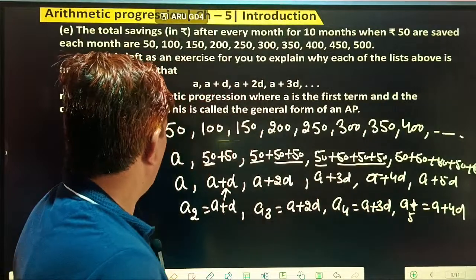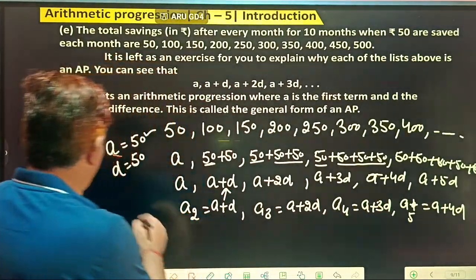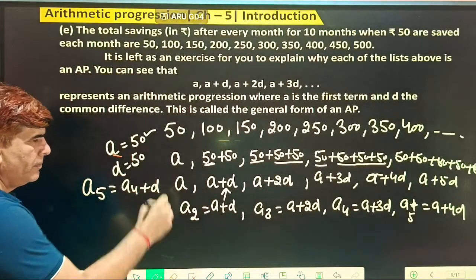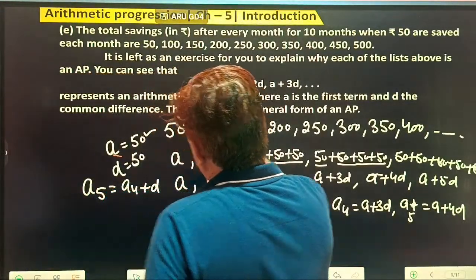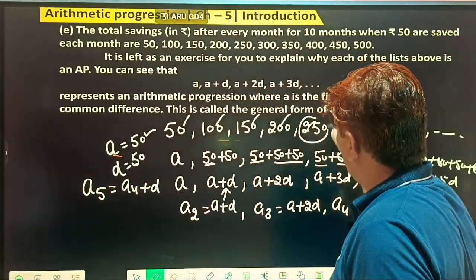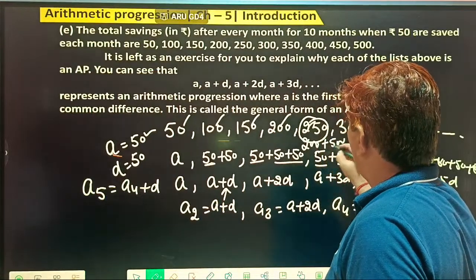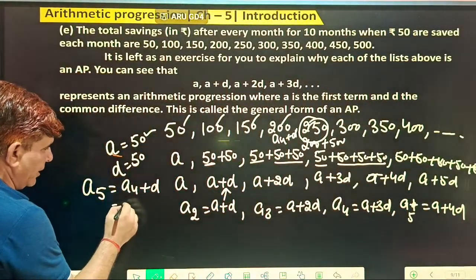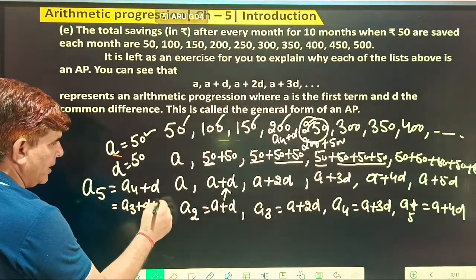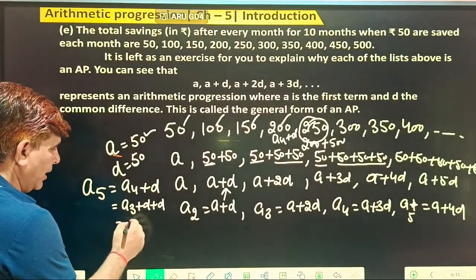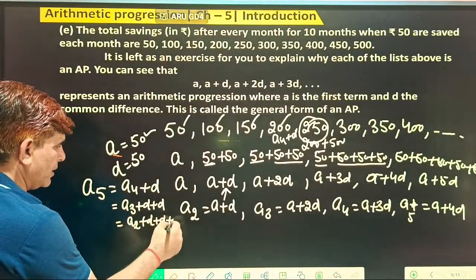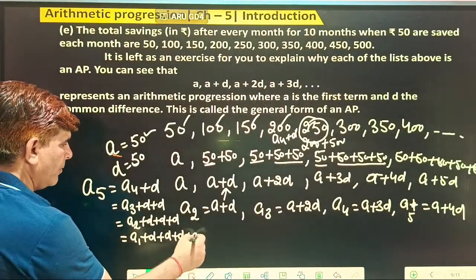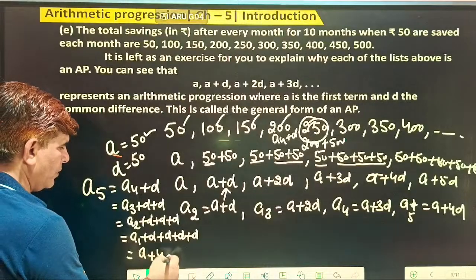How did this come? I can tell. I have taken A5, and we know this is A4 plus D. This we have written as 200 plus 50; 200 meaning A4, plus D I have written. Understood? And A4 I can write as A3 plus D plus D. And A3 is A2 plus D plus D plus D. And A2 is A1 plus D. How many times D? So it becomes A plus 4D.